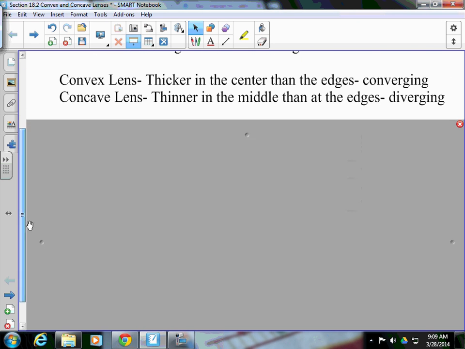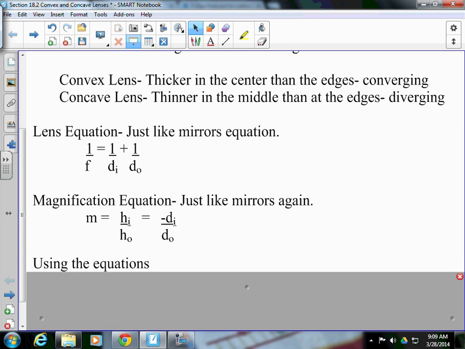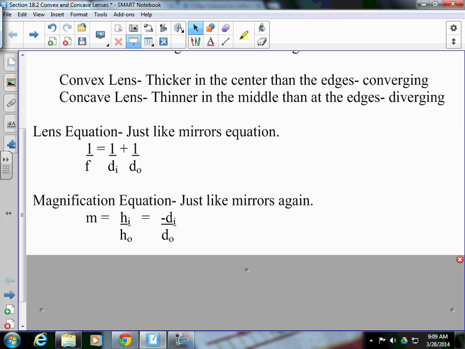A couple of other things when we talk about lenses. First things first, our equations are going to stay the same. 1 over f is equal to 1 over di plus 1 over do. And our magnification is equal to hi over ho, which is equal to negative di over do. A couple of differences, though, when we talk about real and virtual images.